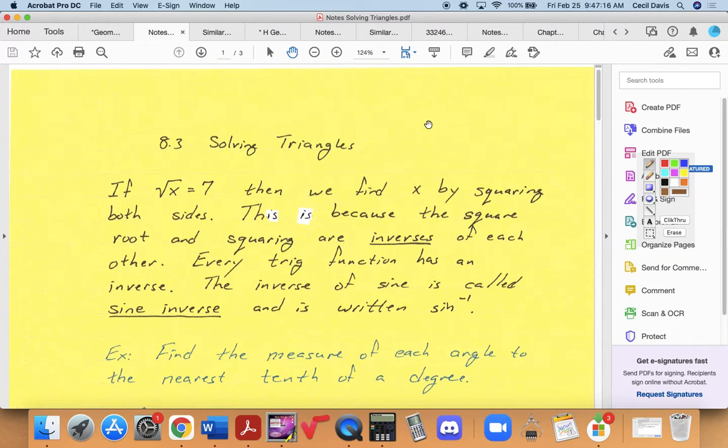Can somebody give me another thing in math that are inverses of each other? Plus and minus. Yeah, subtraction. Okay, adding a number and then subtracting that same number. Yes? In perpendicular lines, the slopes are inverses of each other. I don't know that I would call them inverses, but yeah, I see what you're saying. Yes. Multiplying and dividing. Yeah, multiplying by and dividing by the same number.